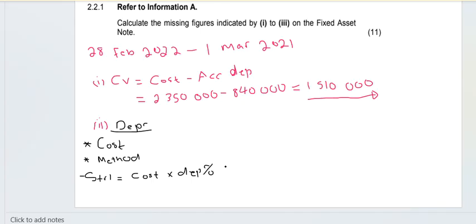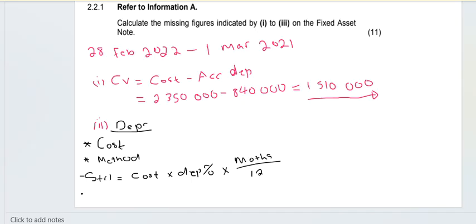The depreciation percentage is always per annum. That's why you need to times it by the number of months, divided by 12. That is a strategy that you need.